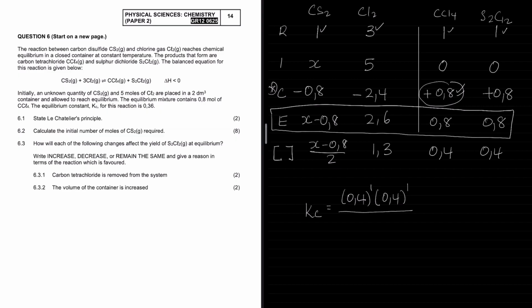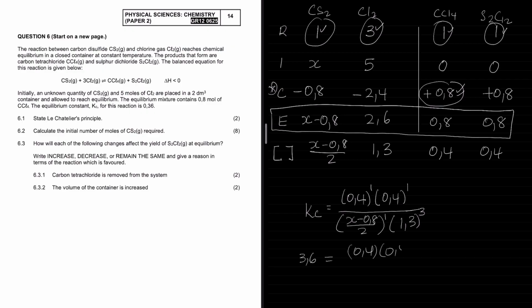Divided by CS2, which is x minus 0.8 divided by 2, to the power of 1. And Cl2 is 1.3, and that is to the power of 3. The powers come from the ratios. Now we know the Kc value, so 0.36 is equal to 0.4 times 0.4 divided by x minus 0.8 divided by 2 multiplied by 1.3 to the power of 3.